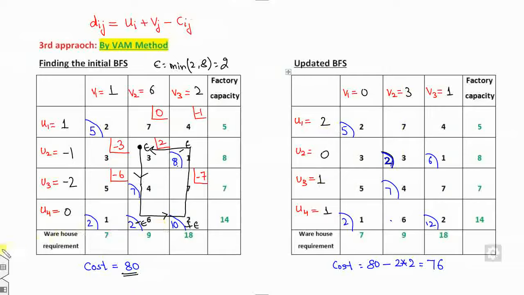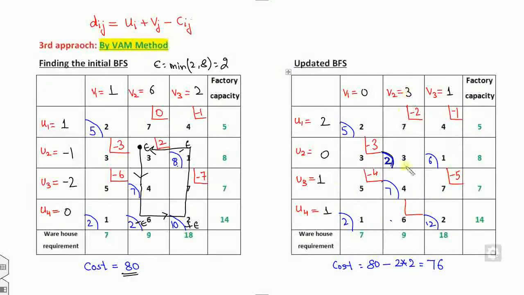Now calculate the values of this one, ui plus vj minus cij. 3 plus 2 minus 7, so ui 2 plus 3 minus 7 is minus 2. 2 plus 1 is 3, minus 4 is minus 1. 0 plus 0 minus 3 is minus 3. All are basic. 1 plus 0 minus 4. You can always check that the basics will always be 0. 3 plus 1 is 4, minus 4, 0. So 1 plus 1 and minus 5.